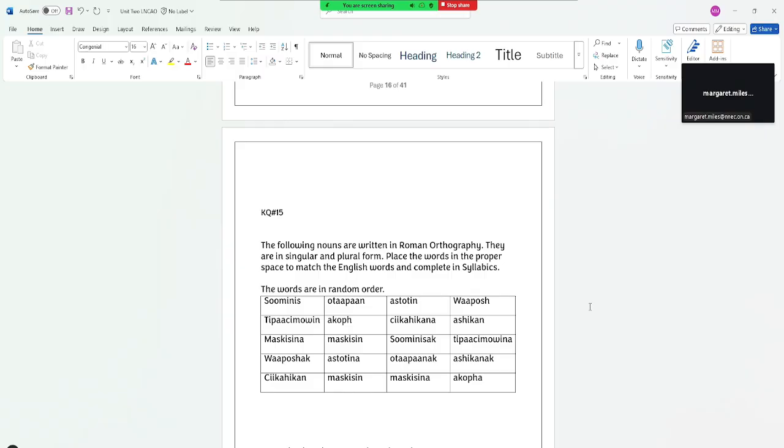Asigan, sock. Tipatsamoyawana, news, stories. Asiganek, socks. Akufa, blankets.